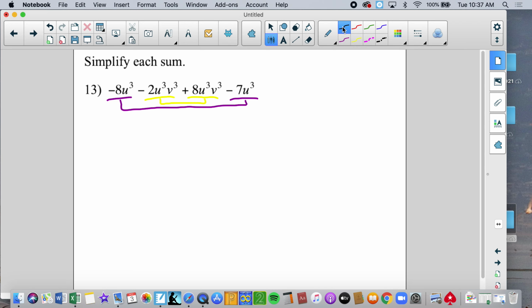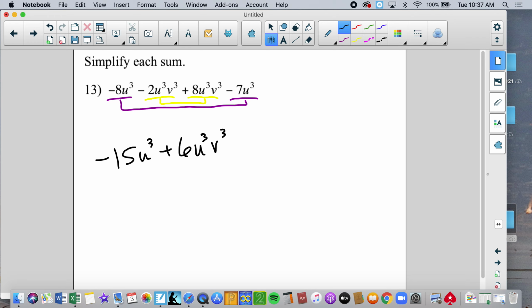So when it's tied, and this one is u cubed, and this one is u cubed, well, let's simplify it first. I'm getting ahead of myself. Sorry about that. Let's simplify. So you have -8u cubed and -7, which makes -15u cubed. And then we have -2u cubed v cubed and +8u cubed v cubed, which makes +6u cubed v cubed.